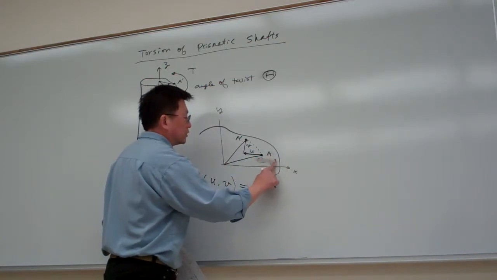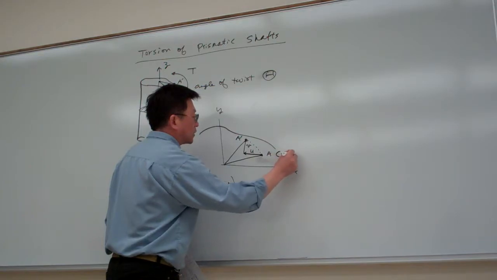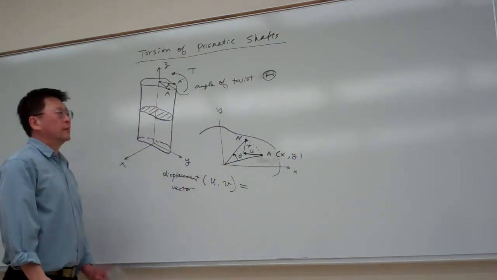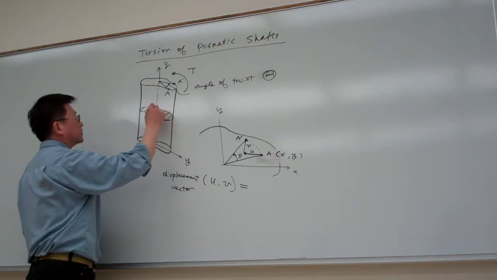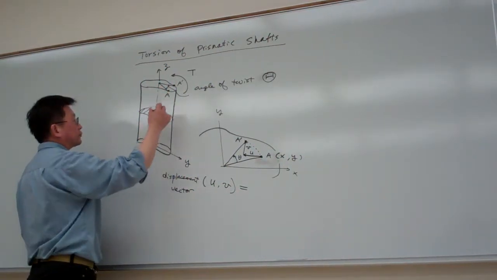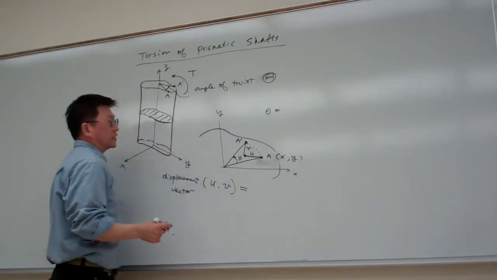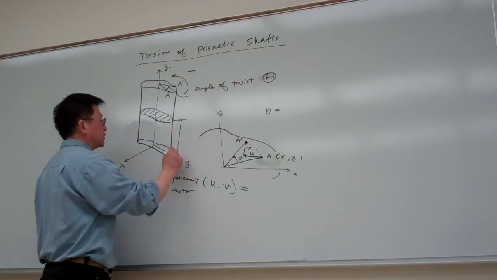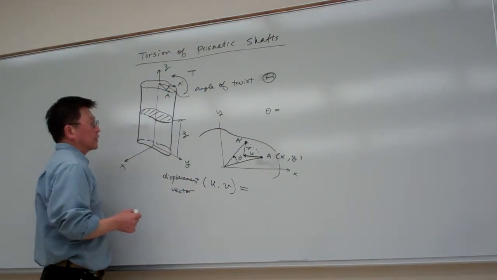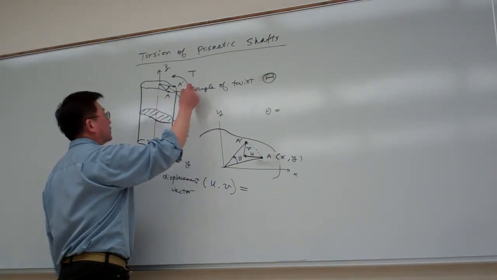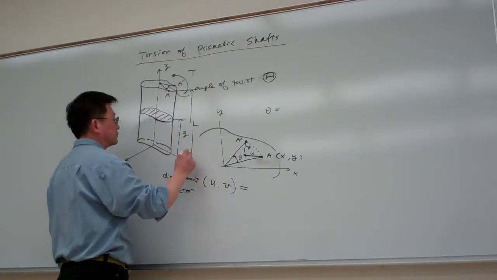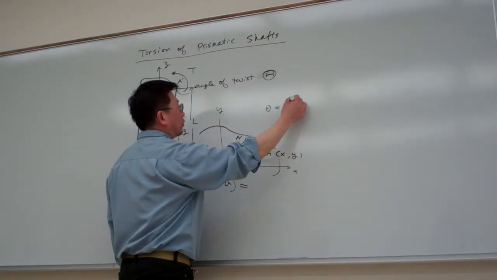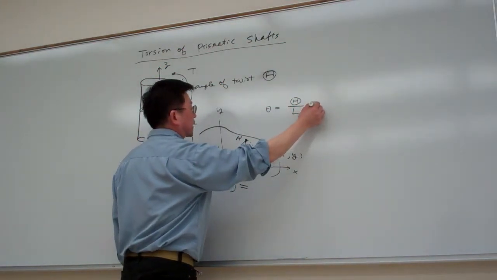For example, here let me say A has the coordinates X and Y, and say this is the angle, let me call it theta. Theta is defined by this. For example, this is the height, level Z, and the whole length of the shaft is L. So theta is in proportion to that: the whole angle of the twist divided by L, times Z, that's theta.